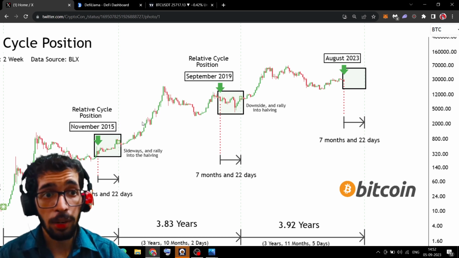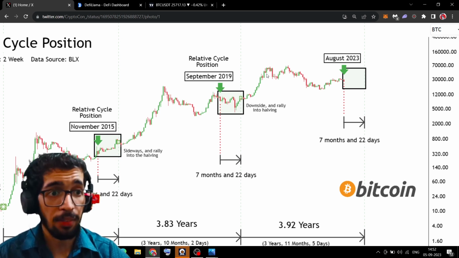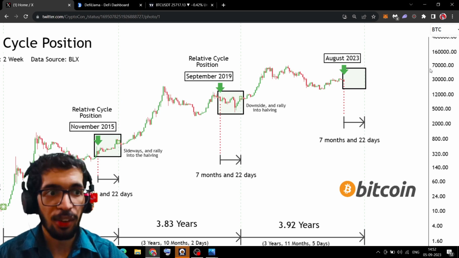You see in 2015, and even in 2019, after the 7 months and 22 days, it had no downside. It kept on having an uptrend, which you see over here, where last time Bitcoin peaked at around $60,000. BTC was around $60,000.